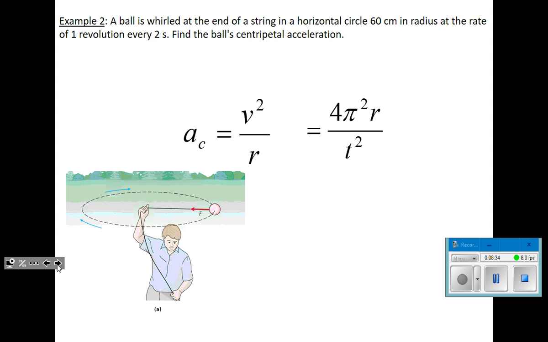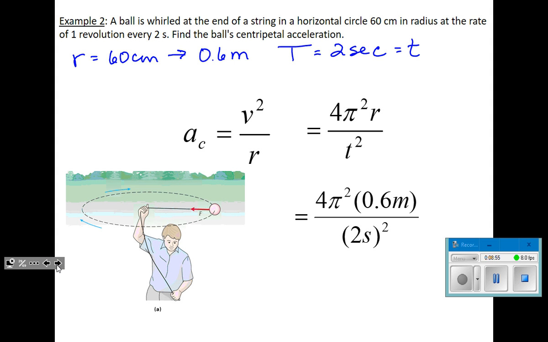So my r value is 60 centimeters, which converted is 0.6 meters, and I would probably use my period as 2 seconds. Then I could just plug that in as my T value in this formula and solve from there. There are lots of different ways to look at it. I could also say it was the frequency of 1 revolution over 2 seconds, so it was 0.5 hertz.